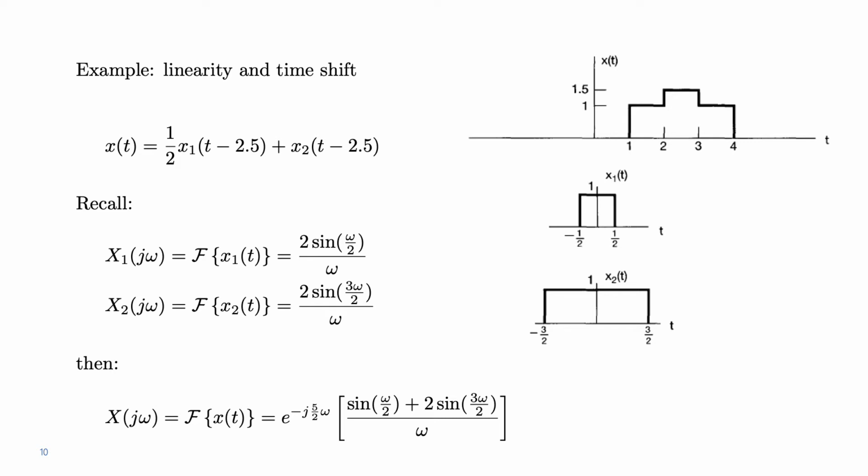Then we have all the information we need to calculate the Fourier transform of x of t, and that is given by compounding the linearity property and the time shifting property by e to the minus j 5 over 2 omega, where this factor comes from the time shift that we apply, 2.5, which is 5 over 2, which multiplies the sine of half omega plus twice the sine of 3 omega over 2 over omega, which comes directly from the superposition property.